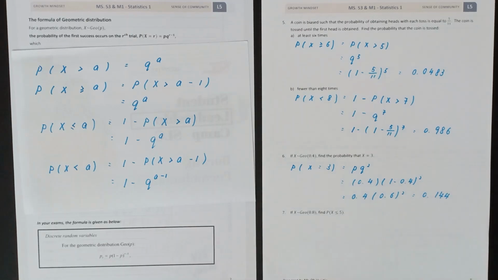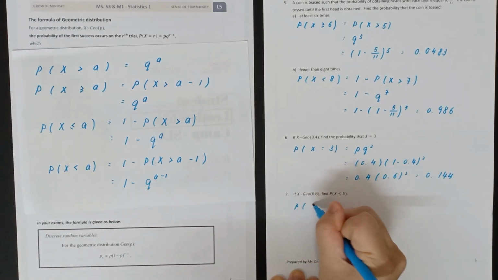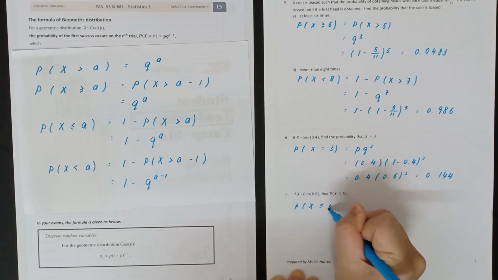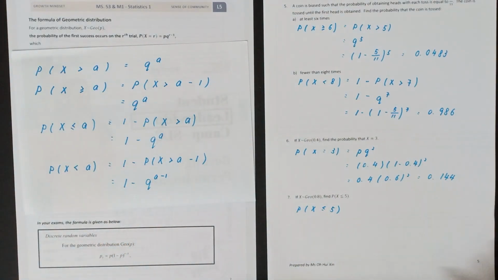Okay, so 7. If x is a geometric distribution with p 0.8, then find the probability for x smaller or equal to 5. You can refer to this and change this. If you don't want to, then try to think it. Meaning that what you want is the number of trials needed for the first success to be smaller or equal to 5.